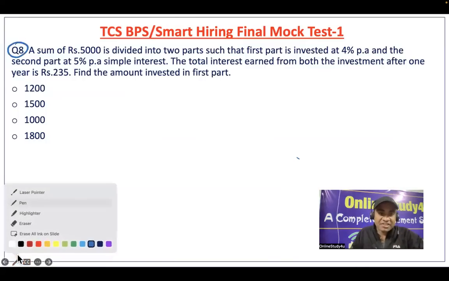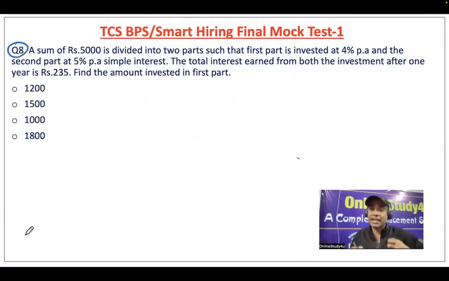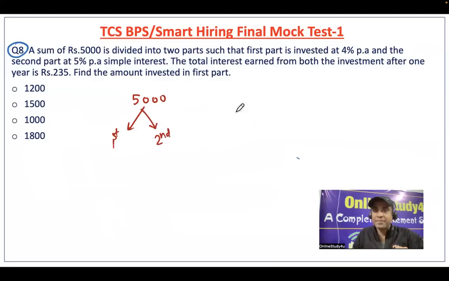So question number 8, let us try to solve it here. I hope this is clear to all of you, right? See, I'm giving you the basic logic and tricks, everything in one shot. Now, a sum of 5,000 rupees is divided in two parts. The first part is invested at 4%, and the second part is invested at 5% simple interest. The total interest earned on both investments is 235 rupees.